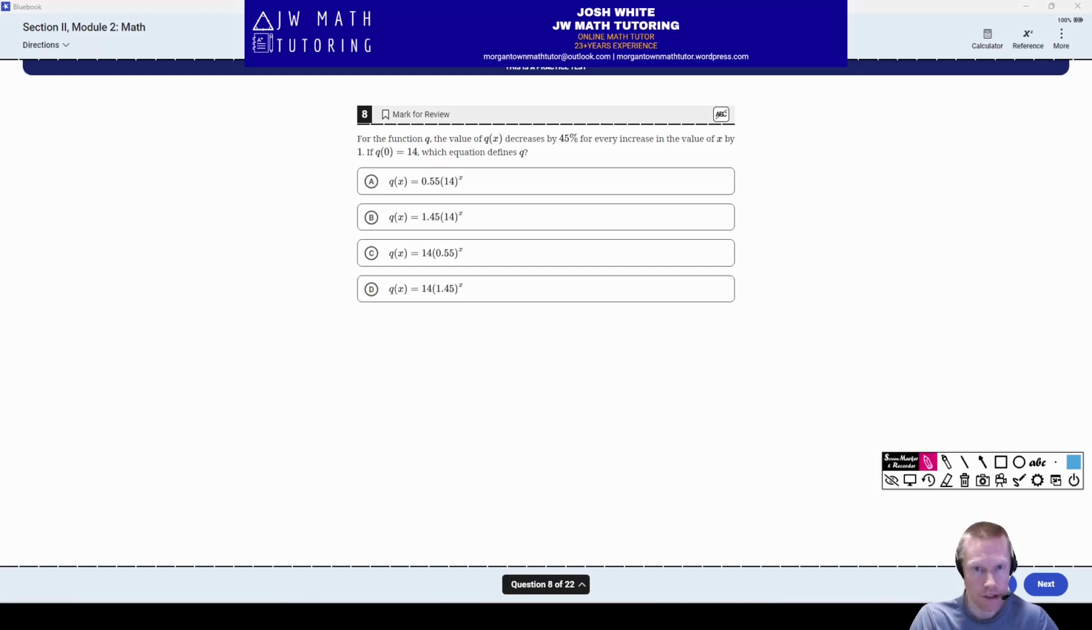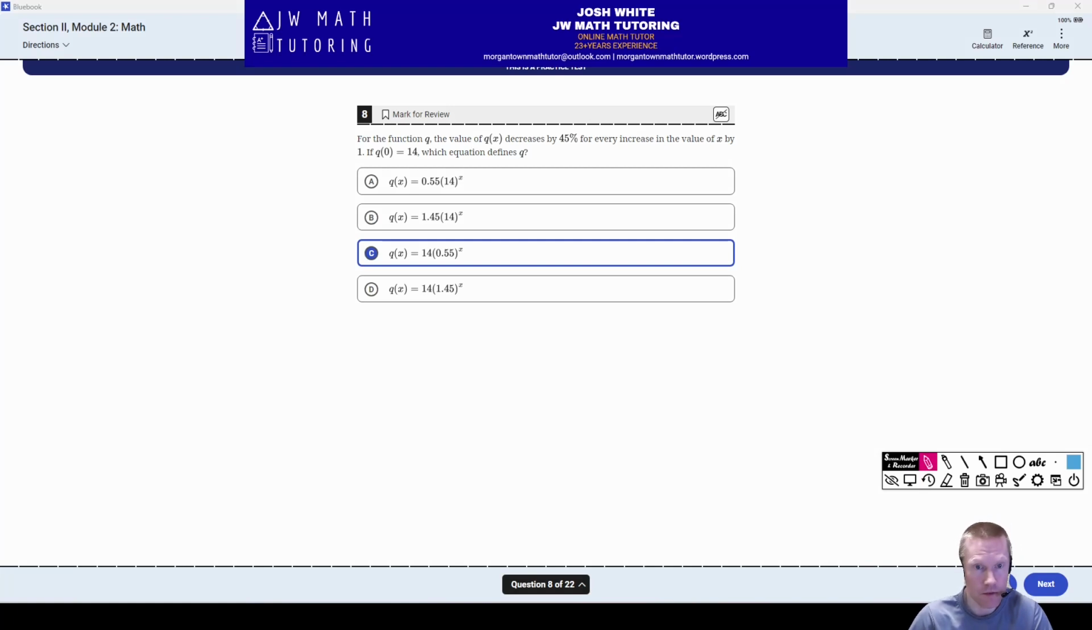All right, so if you're increasing x by 1 and it's causing the q of x or the y to decrease by 45%, that is basically meaning that you're going to multiply by 0.55. So, and the initial value is 14. That's what the q of 0 means here. Initial value, starting value is 14. So that means there's going to be a 14 in front. So the correct answer for this one is going to be letter C.